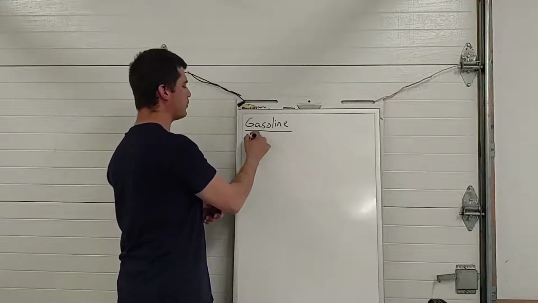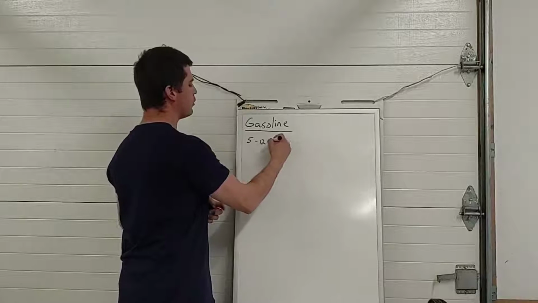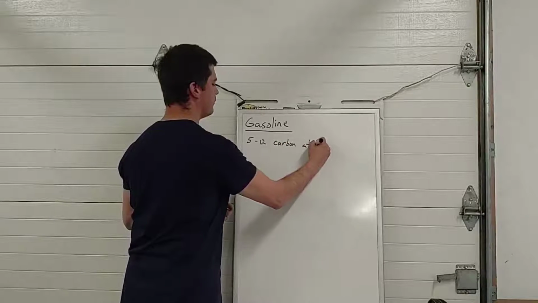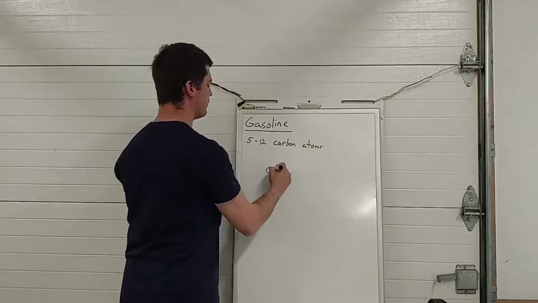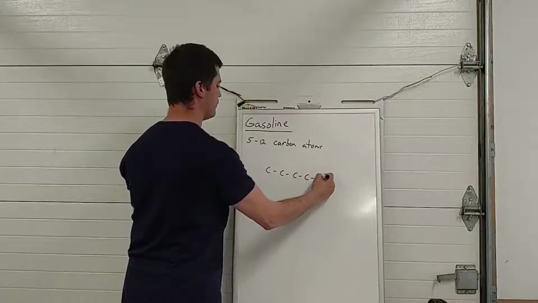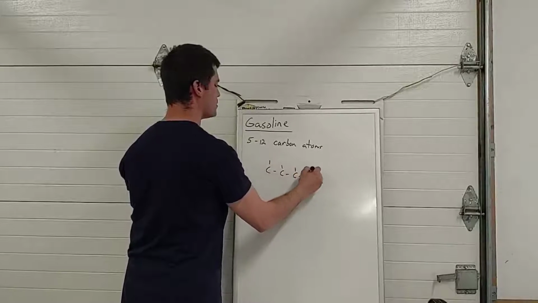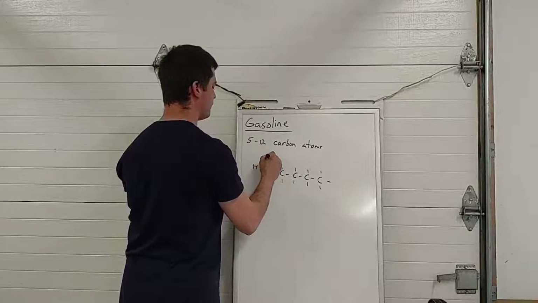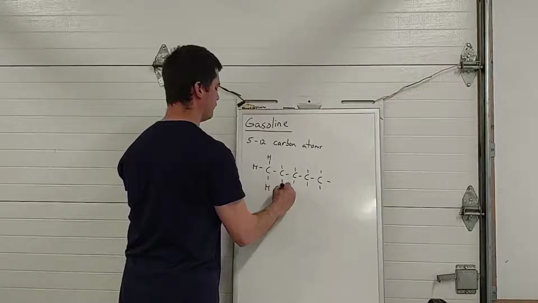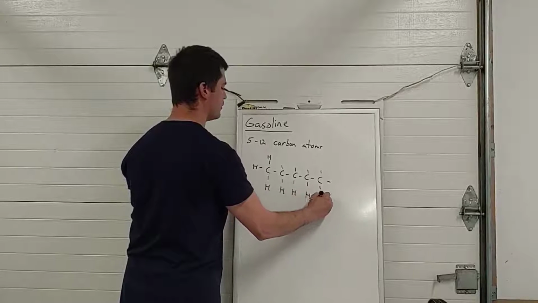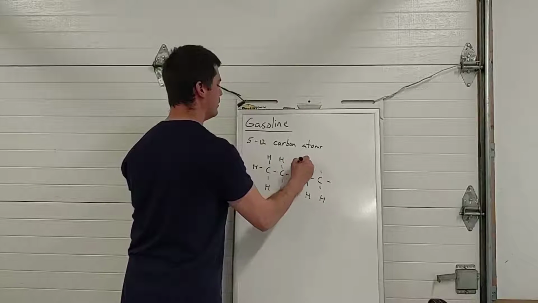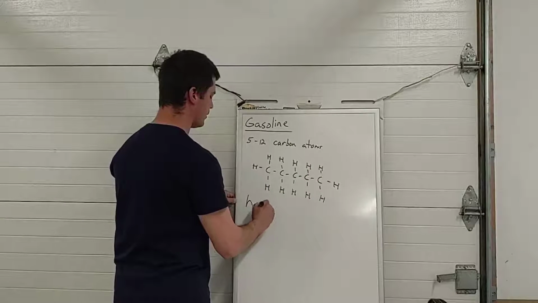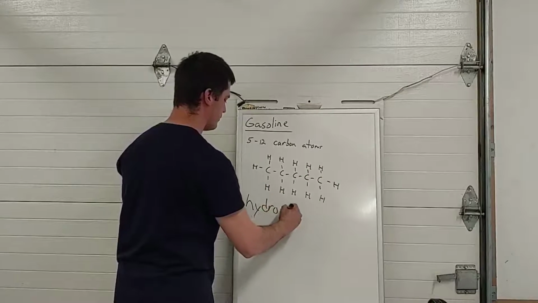So basically it's somewhere from 5 to 12 carbon atoms in a chain with a bunch of hydrogen atoms sticking off. For that reason, we call this a hydrocarbon.